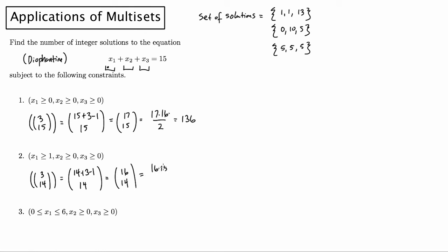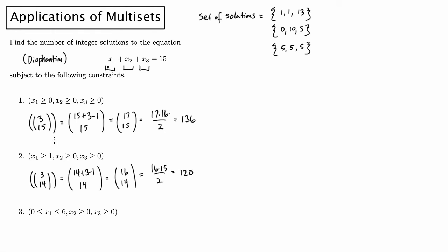16 times 15 divided by 2. So that's 8 times 15, which is 120. So there are 120 possible ways to do this. Basically, what we did was we left out all possible ways to have x1 be zero.